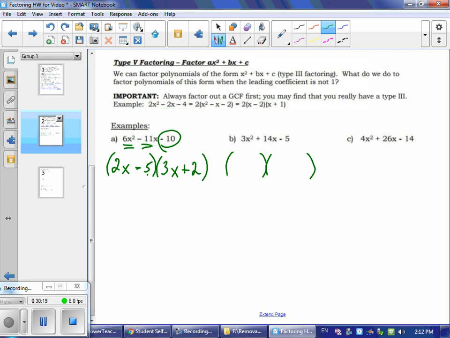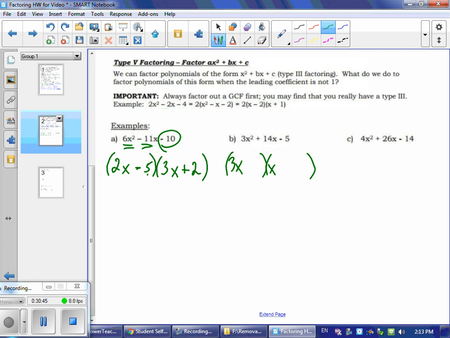B actually works out a little bit nicer because of the fact that if you look at the first term and the last term, 3 is a prime number, which means it's just 1 and 3 that are multiples. 5 is a prime number. It's just 1 and 5. There aren't many possibilities here. So the first one has to be 3x and x to get 3x squared. That's the only possibility.